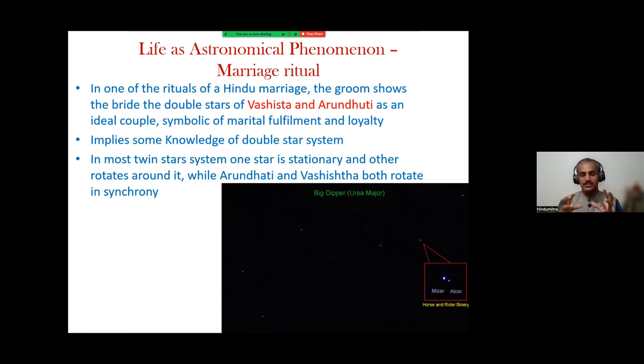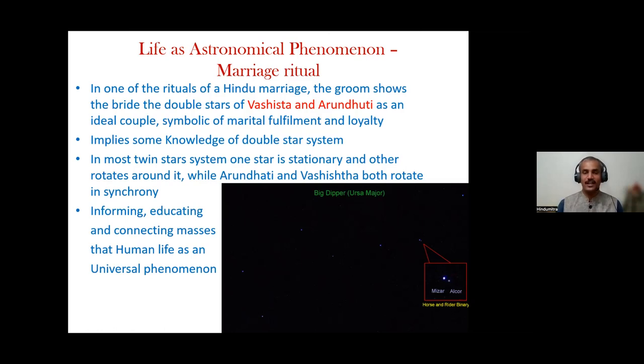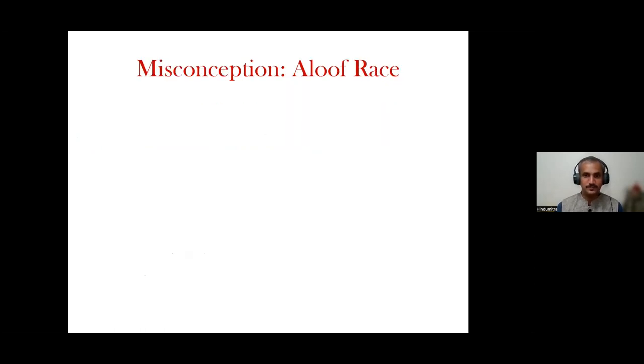And out of all these kinds of double star systems observed, Arundhati and Vashishta are unique, because generally in double star systems, one is big and one is small, and the smaller one always rotates around the bigger one. But in the case of Arundhati and Vashishta, they are of equal mass and they rotate around their center of mass. Okay, so that is to say that human life is a universal phenomenon, and the respect of male and female part in the system of marriage. So that deep understanding and the rituals do exist in our culture.